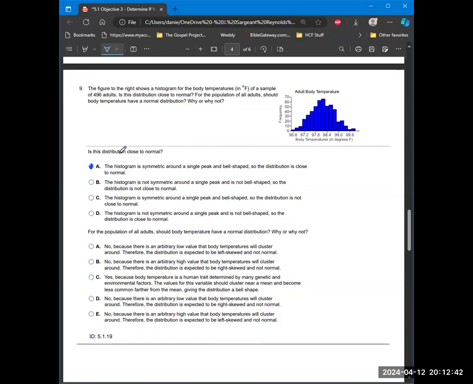For the population of all adults, should the body temperature have a normal distribution? Why or why not? Yes, because body temperature is a human trait determined by many genetic and environmental factors. The values for this variable should cluster near the mean and become less common farther away from the mean, giving the distribution a bell shape. So that's C.